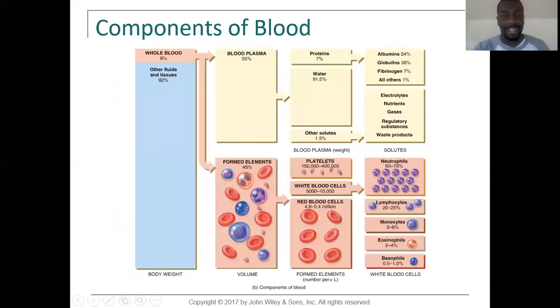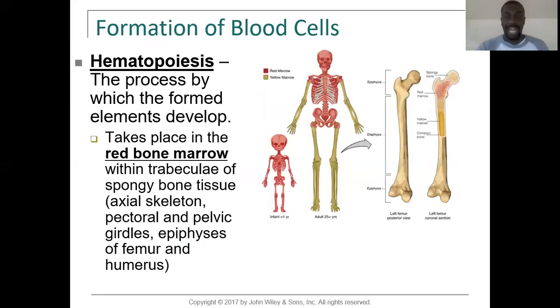Okay, so we're going to look at how we produce red blood cells. The process of producing new red blood cells is called hematopoiesis. Hematopoiesis is where we develop new formed elements, and this takes place inside the red bone marrow. If we remember from chapter 6, red bone marrow is found inside the trabeculae of the spongy bone. When you look at an infant versus an adult, an infant has red bone marrow in every single bone, so they can produce new red blood cells all over their skeleton.